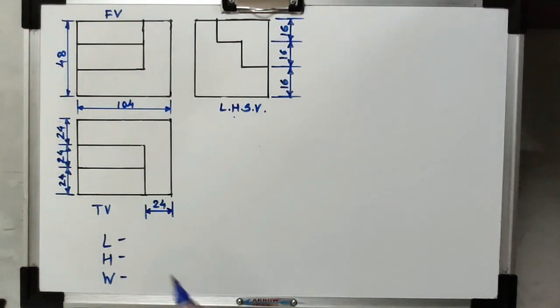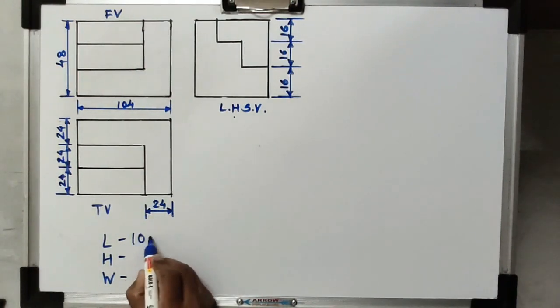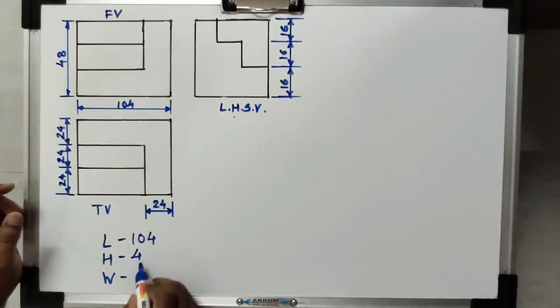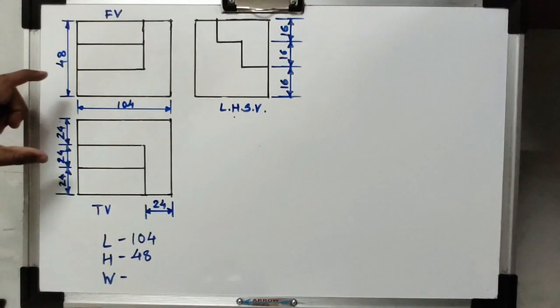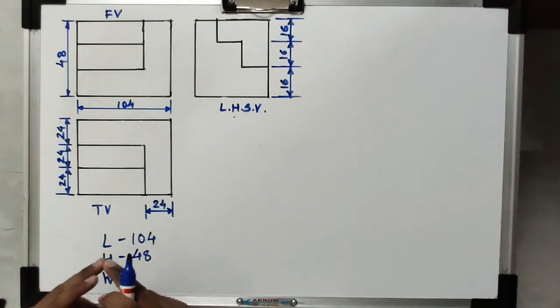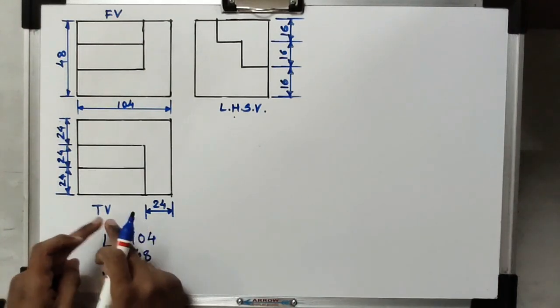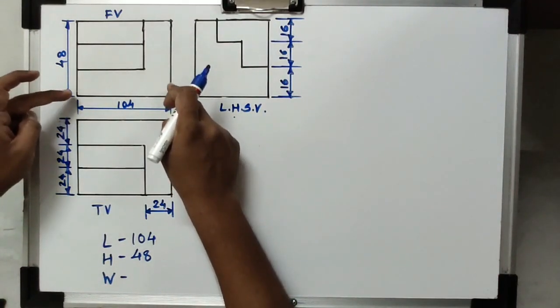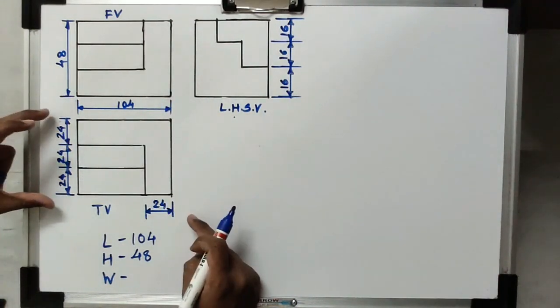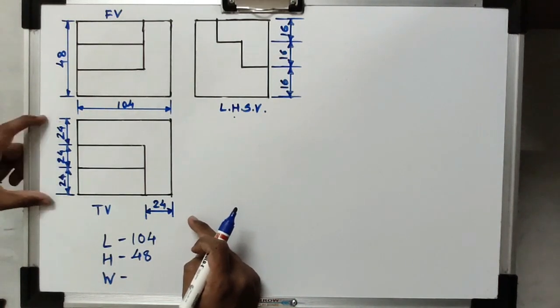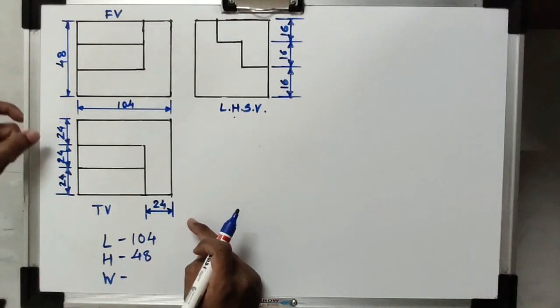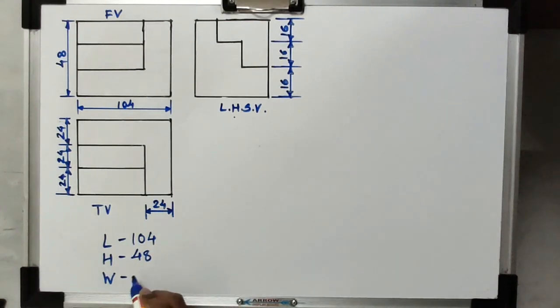So from the front view we know the total length of the object is 104 mm and the total height is 48 mm. From the top view we are able to identify two more dimensions, the length and the width. The length 104 is the same in the front view and top view, but in the top view the third dimension is there, that is the width. The width is given as 24 plus 24 plus 24, that is a total of 72.